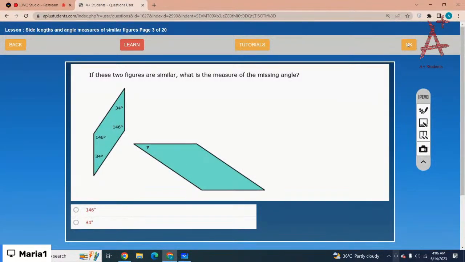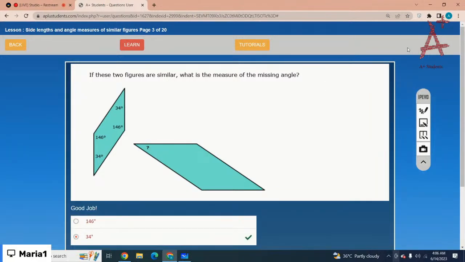If these two shapes are similar, what is the measure of the missing angle? So which is the correct option? Yes, that would be 34 degrees. If you rotate this image, the corresponding angle would be 34 degrees. Very good.